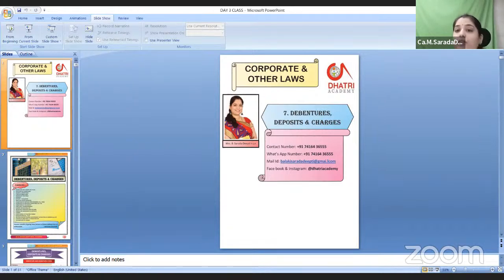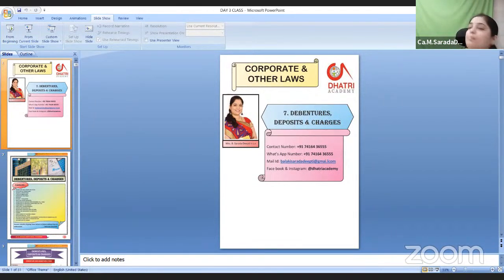Now the next very important point. Ma'am, what is the time limit for the secured deposit? You have specified the maximum time limit for preference shares, after which the company can go for redemption. The same thing applies in case of debentures, and now in case of deposits, what is the maximum time limit?